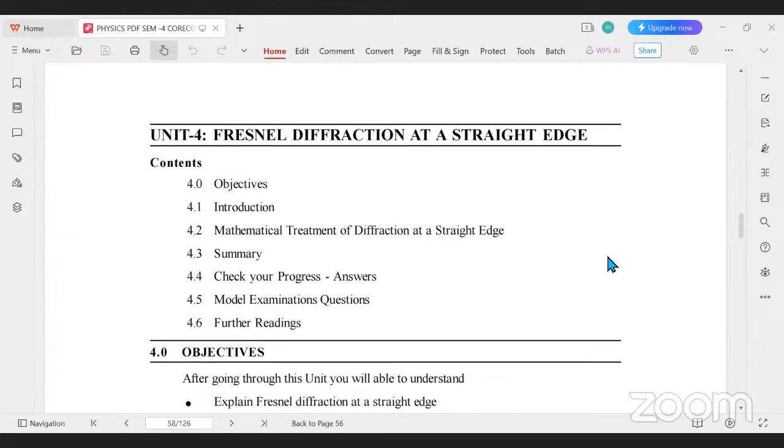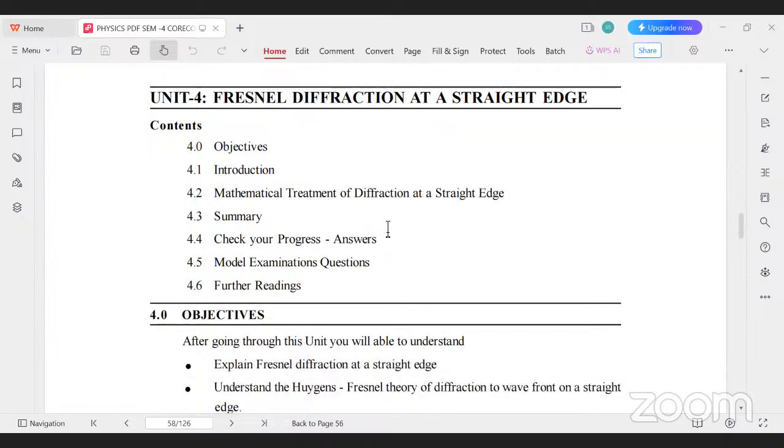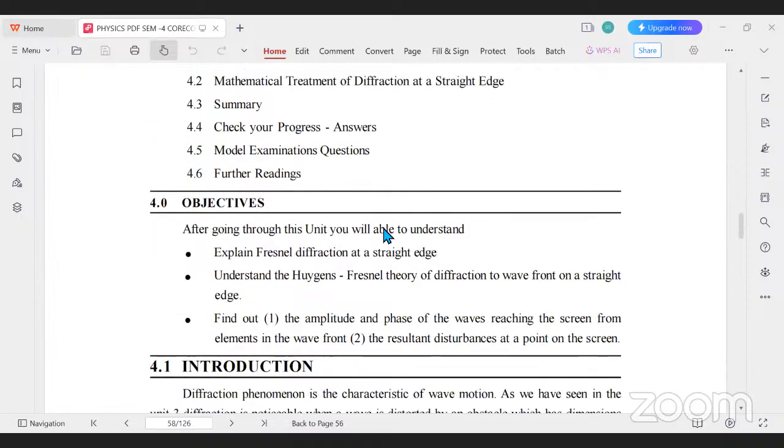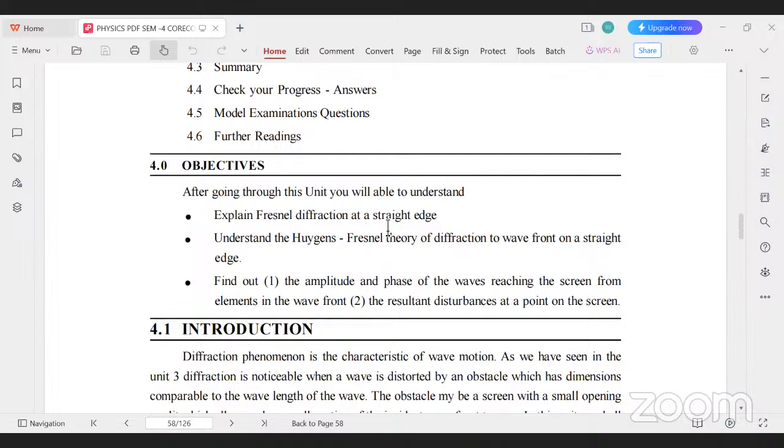So coming to the next, that is Fresnel diffraction at a straight edge. This explains how the straight edge helps us find out the mathematical treatment of the diffraction effect at a straight edge. So that is about the introduction and the mathematical calculations of diffraction at a straight edge. It is a simple topic, not much complicated, easy. So here we have the objectives.